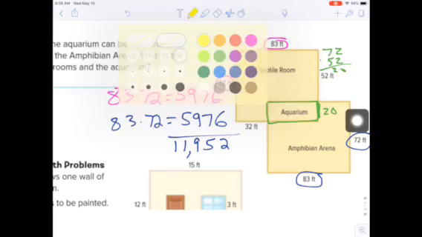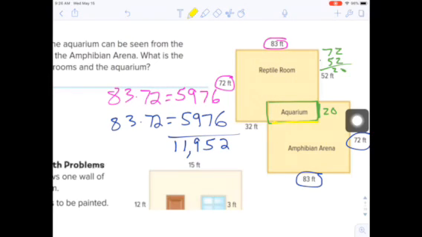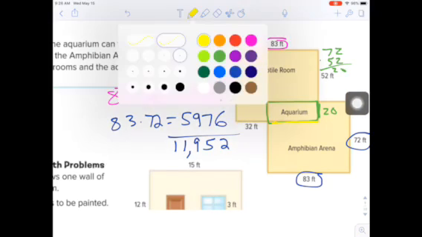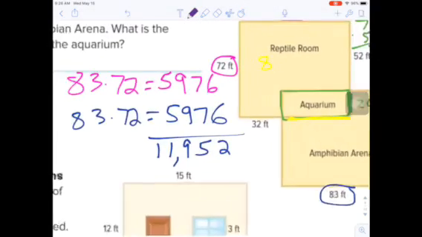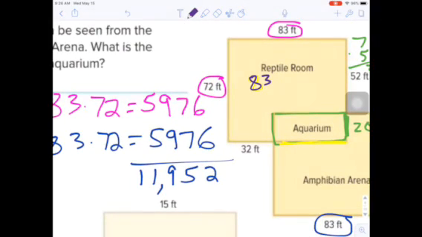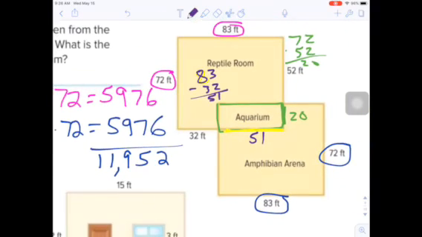Okay, I also need, change it to yellow, this yellow line, and I look up here and I know the whole line should be 83. This part's 32, so I'm going to do 83 minus 32. And that's 51. So that tells me this yellow line is 51. So I know that aquarium is a 51 by 20.